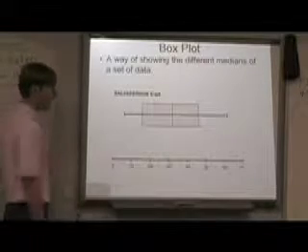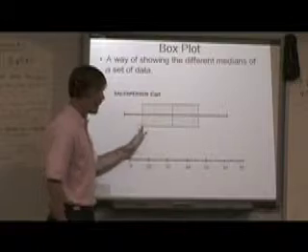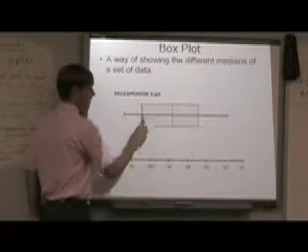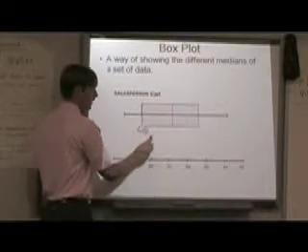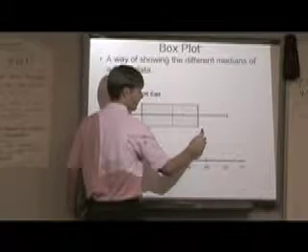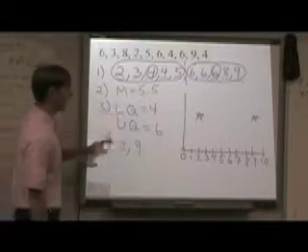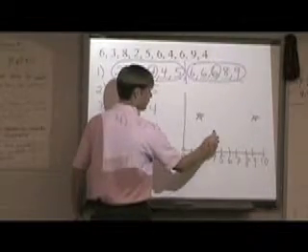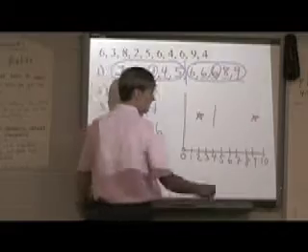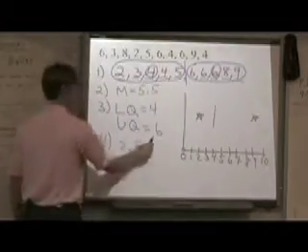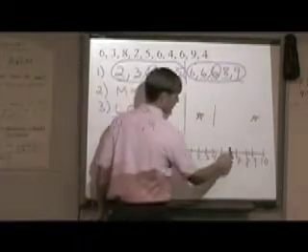Now if you go back, this line here is the lower quartile, and this line here is the what? Upper quartile. So let's go ahead a slide. And what is our lower quartile? 4. So I'm going to put a line. What's our upper quartile? 6. So I'm going to put a line.